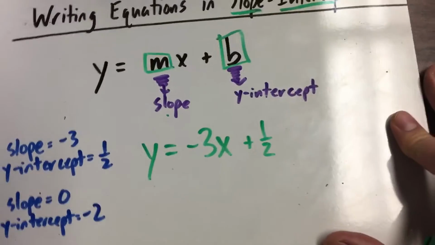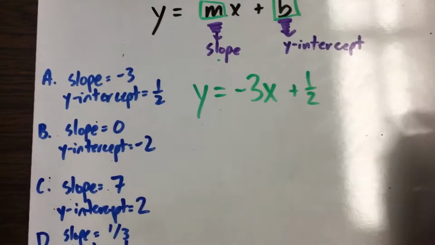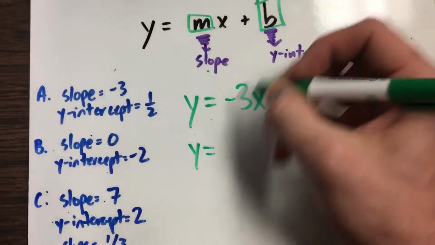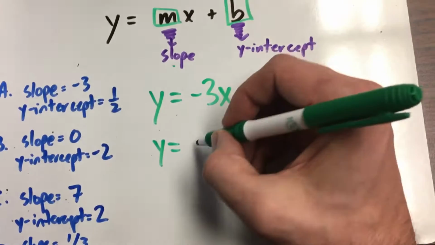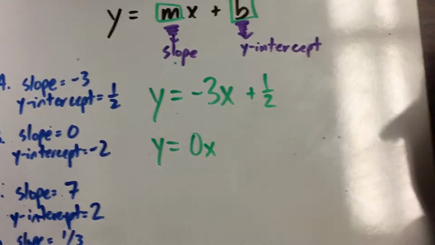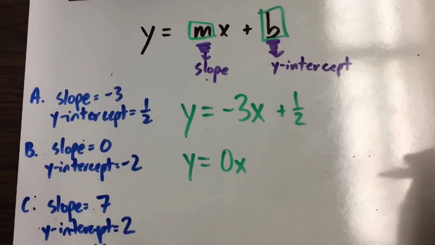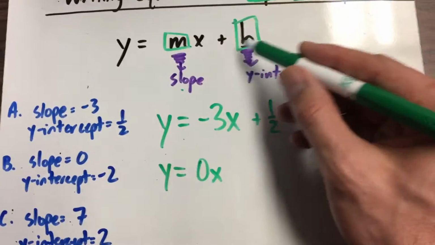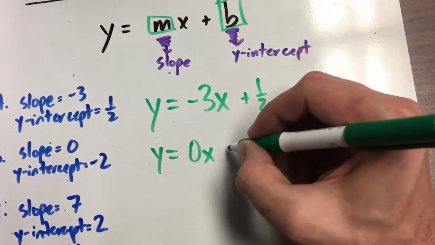Letter B. Same idea. On this one they say the slope is 0. So when I go to put my slope in here, can I put 0x? Maybe temporarily, but honestly, does 0x really do anything? No, I'll deal with that in a minute. And then the y-intercept goes at the end. This y-intercept is negative, so I just put -2.